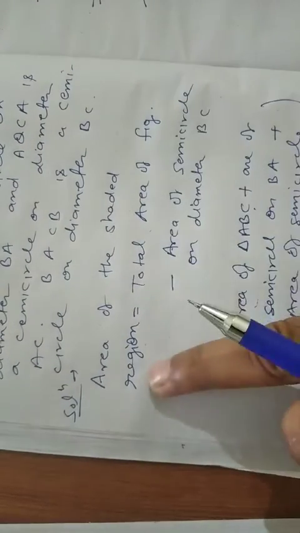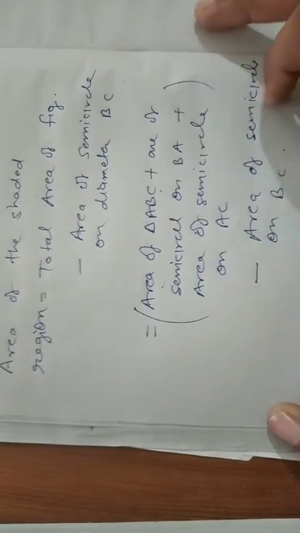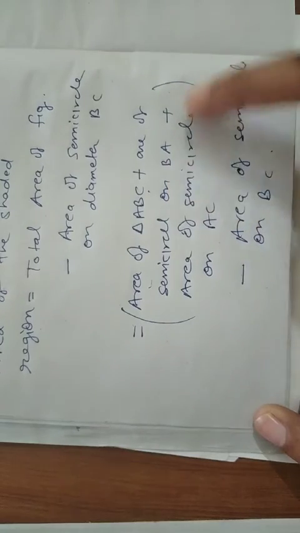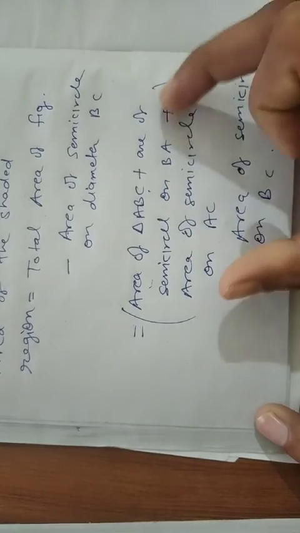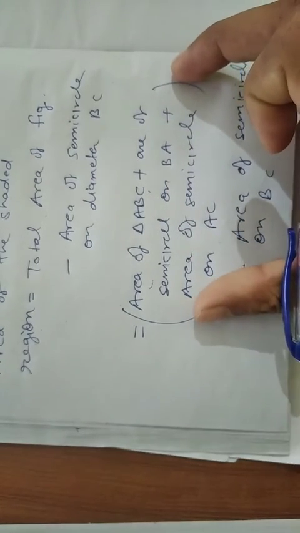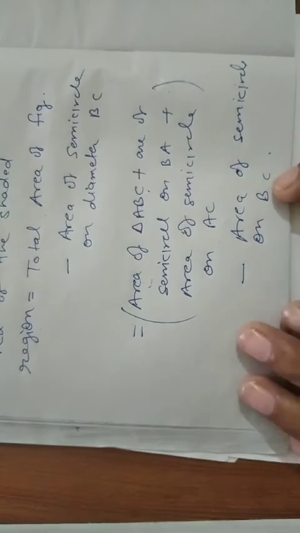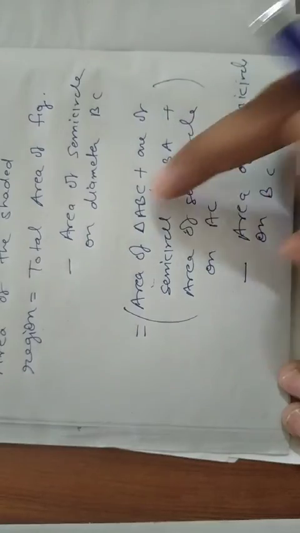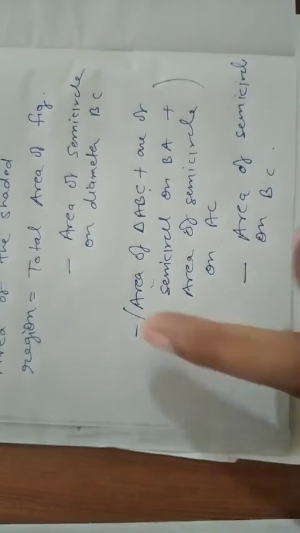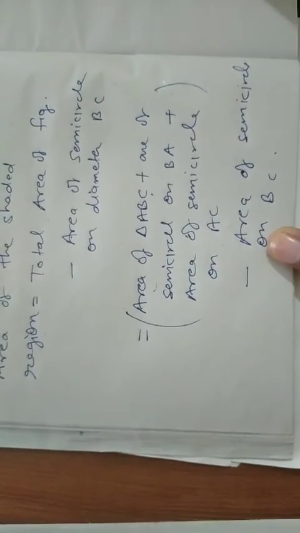and this is done like this. Area of the shaded region is equal to total area of figure minus area of semicircle on diameter BC. Area of triangle ABC plus area of semicircle on BA plus area of semicircle on AC, this is the total area of the figure, and minus area of semicircle on BC. Then this expression is the required area. Put all the values and calculate it.